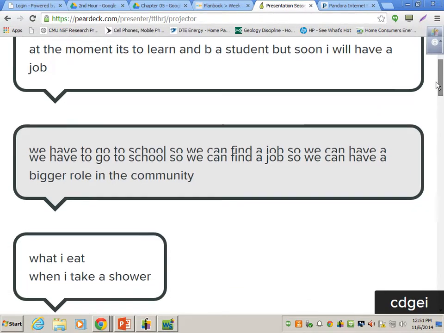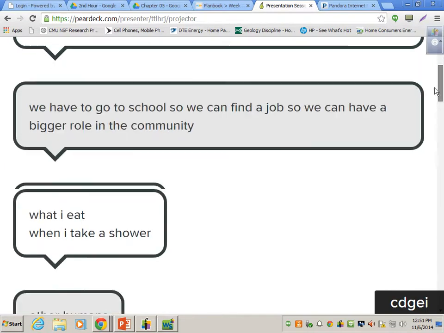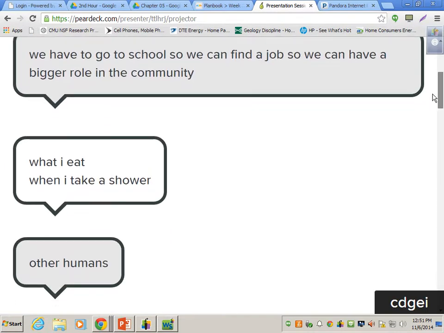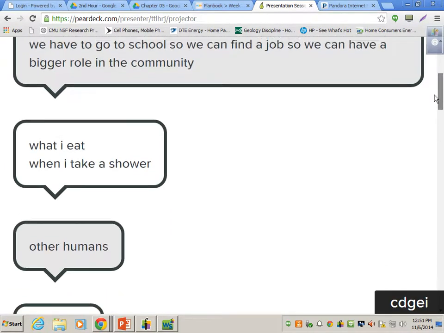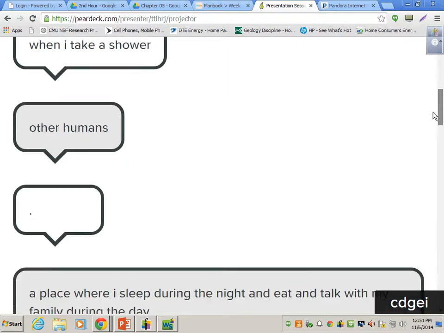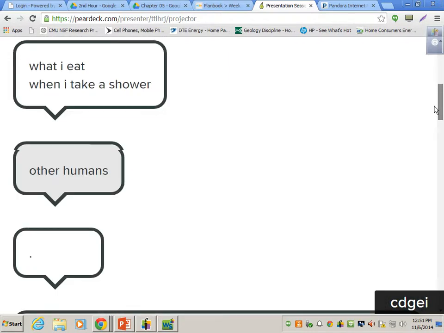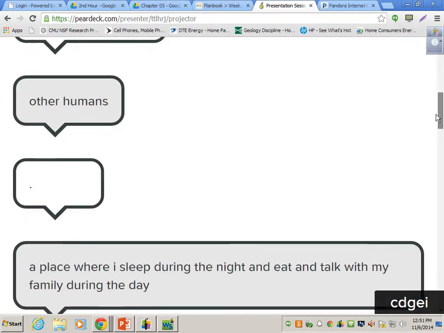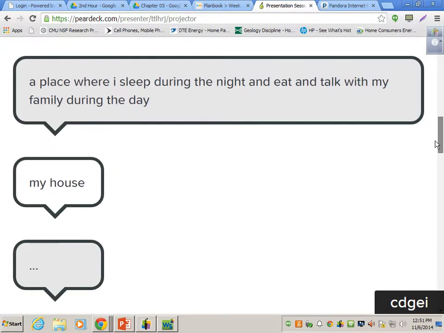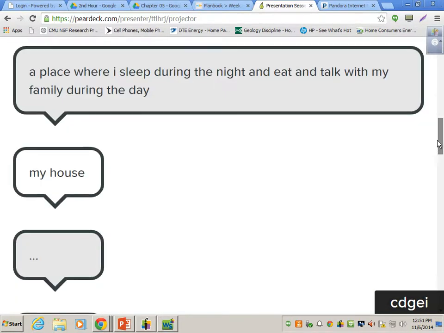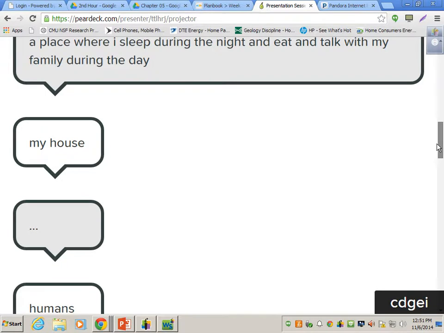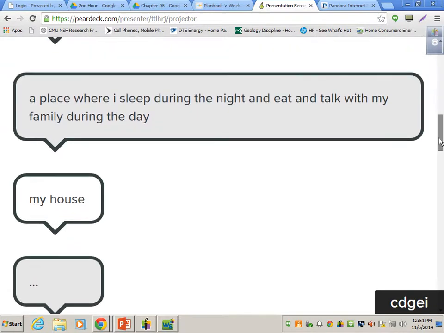Okay, so you're a student right now. I like that. Student is your niche right now. It's your role in your community. And eventually you'll have a bigger role for sure. What I eat when I take a shower, okay, kind of. I kind of get where you're going there. Maybe. I've never eaten a Pop-Tart in the shower though.